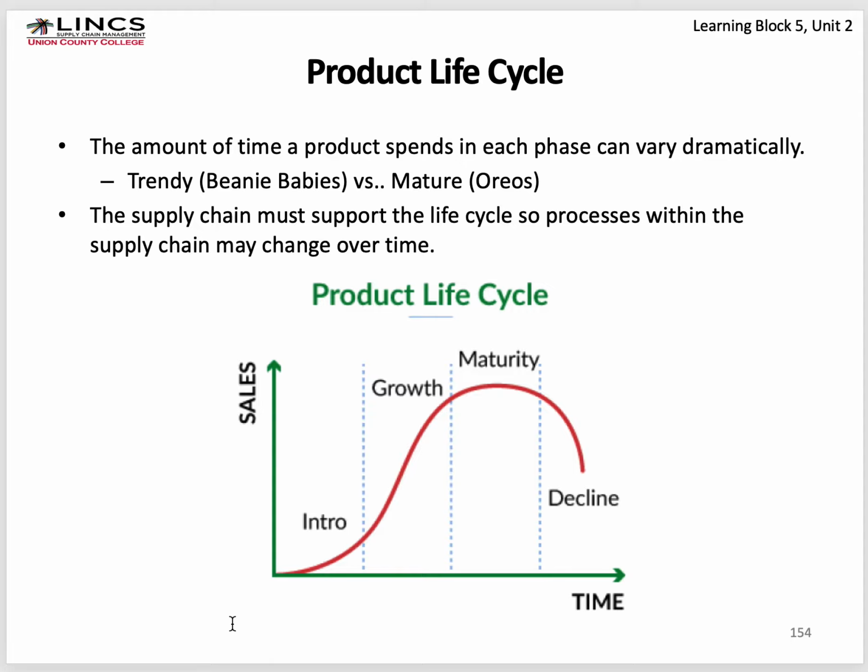So the supply chain, the manufacturing arm of the company, has to support the life cycle, so processes within the supply chain may change over time. When do you expand a factory? When do you pull back on capacity you allocate to one product and give that capacity to another product?